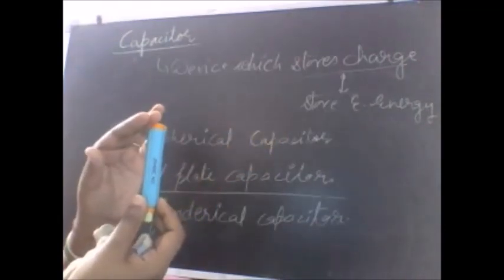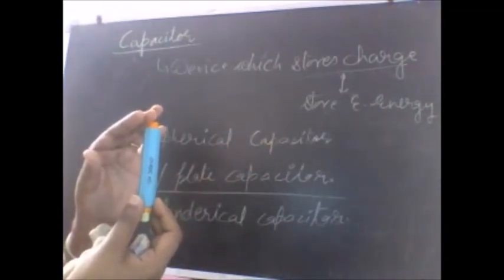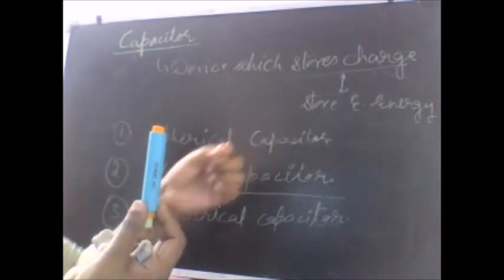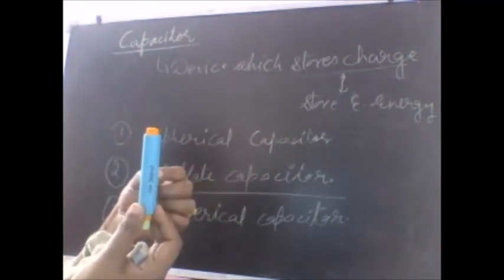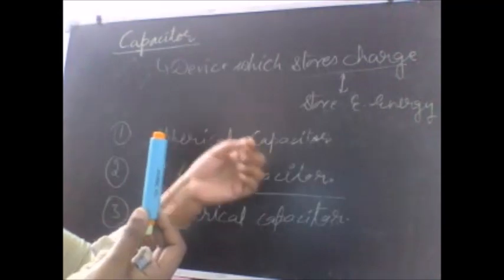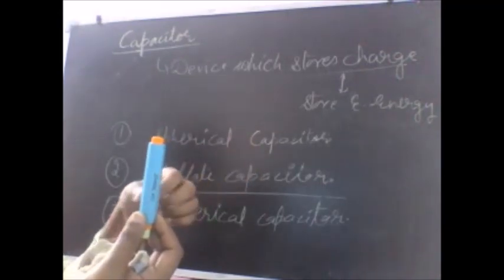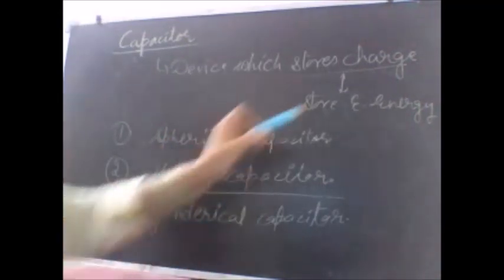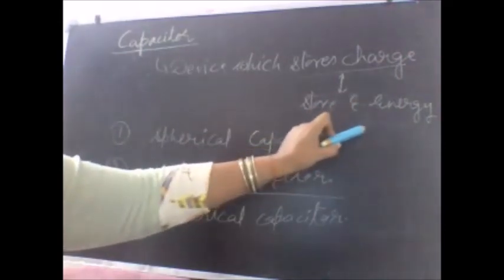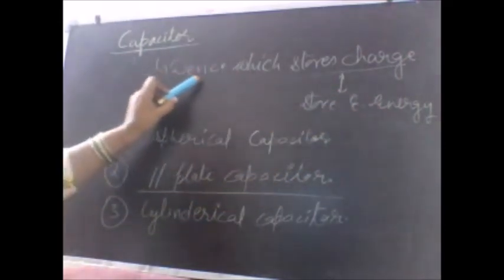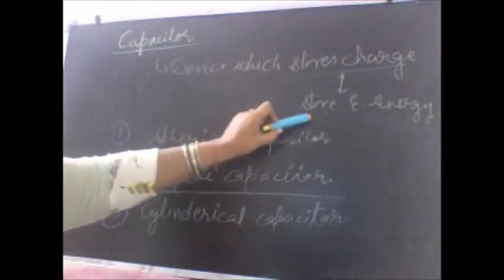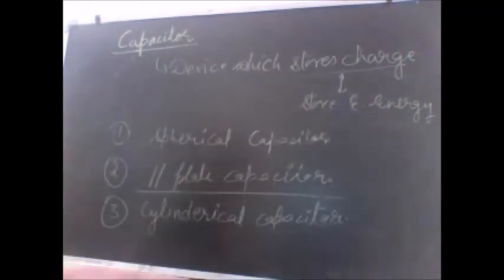Because this positively charged cylinder is going to offer an objection, a repulsive force, and against that repulsive force I need to do some work. And whatever work I am doing is stored in the form of electrical energy. That is why we say that a capacitor is a device which stores electrical energy.